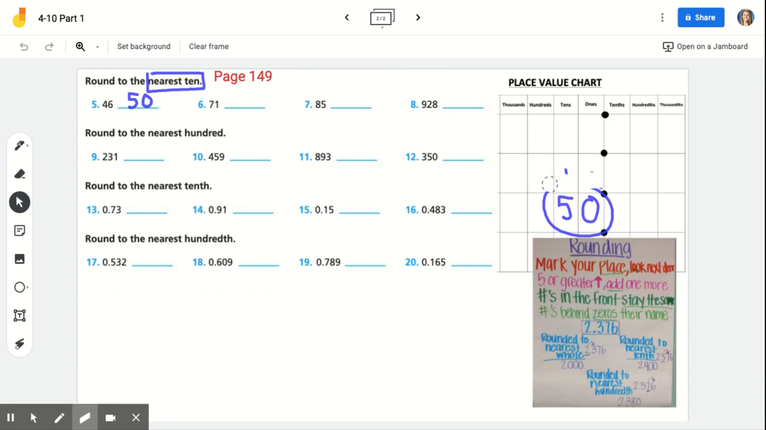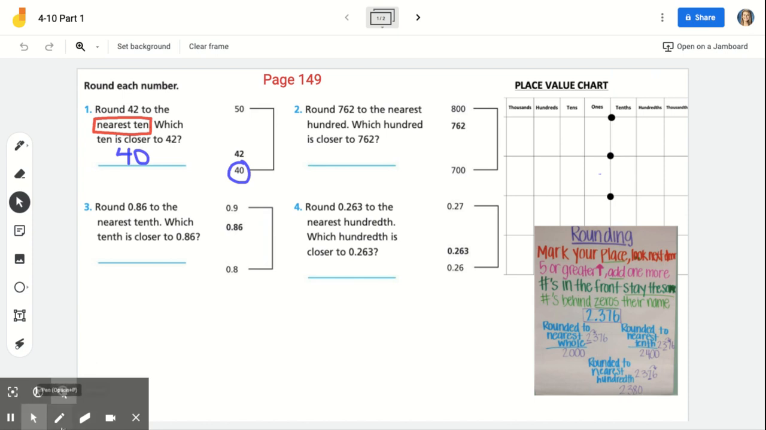Let's keep practicing. So let's stop there, let's not move on to number 6. Let's go back up to the page. Number 2 says round 762 to the nearest 100. Which 100 is closer to 762? Please box nearest 100 in your book. In your place value chart, please insert the number 762.